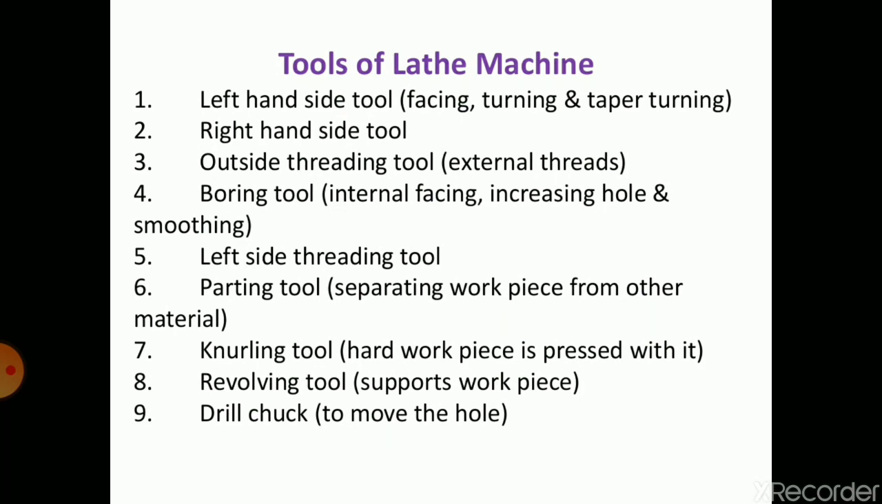Tools of lathe machine: left hand side tool, for facing, turning and taper turning; right hand side tool; outside threading tool for external threads; boring tool for internal facing, increasing hole size and smoothing; left side threading tool; parting tool, separating workpiece from other material; live center tool, with which the hard workpiece is pressed; revolving tool, which supports the workpiece; drill chuck to make the hole.